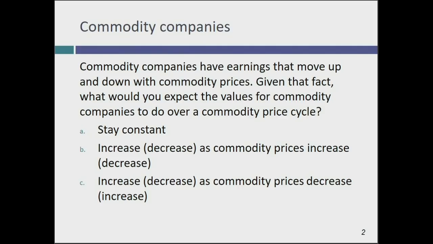So let's assume that you're looking at commodity companies. And let's start with the truism. The earnings for commodity companies will go up and down as commodity prices go up and down, right? So given that earnings go up and down, we also expect their values to go up and down with the commodity cycle. Do you see what I'm asking? Because we know earnings go up and down, right? Should you expect the value to also then be a function of where in the cycle you're in?